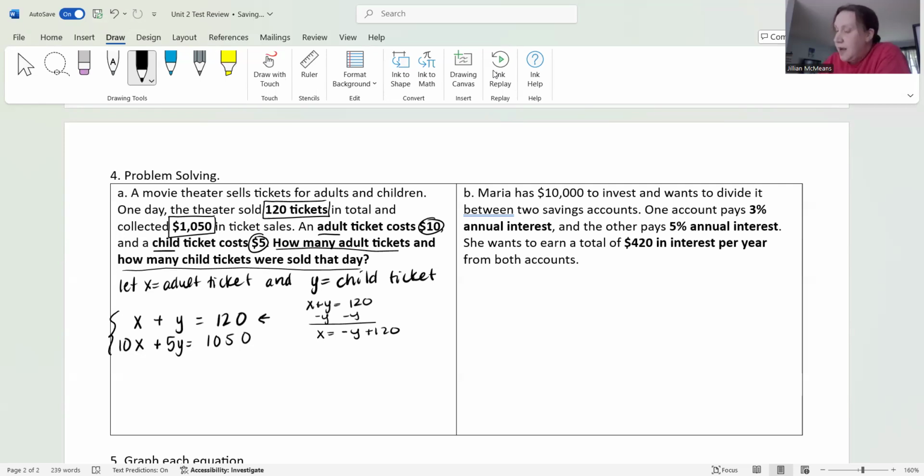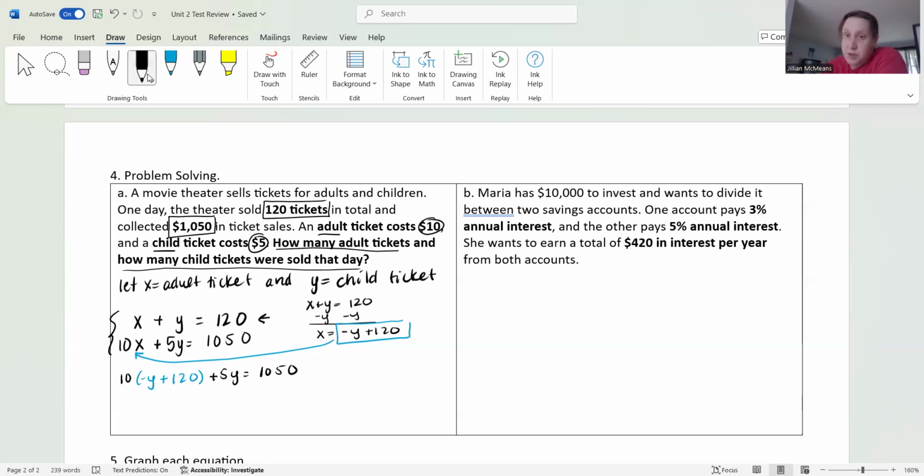Doesn't matter. Either way, what we're going to do is take this value for X and plug it into the other equation for X. So that's going to give me 10 times negative Y plus 120, and then don't forget the 5Y, the equals, and the 1050. Now we have an equation that just contains Y's that we can solve using the steps that we learned in chapter 2.